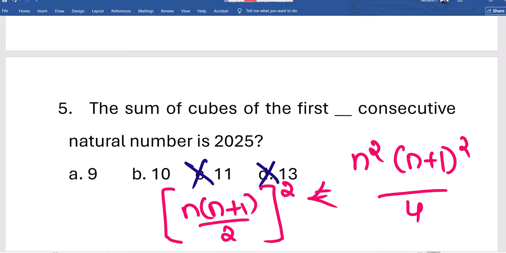Why, sir? If it is up to 11 cube, before that what is there? 10 cube. 10 cube itself is 1000, right? 11 cube is 1331. Those two adding itself is 2331. But the sum of all, 1 cube to n cube, should be how much? Your target is 2025 only. If I go for 10 cube plus 11 cube, that is only 2 terms.